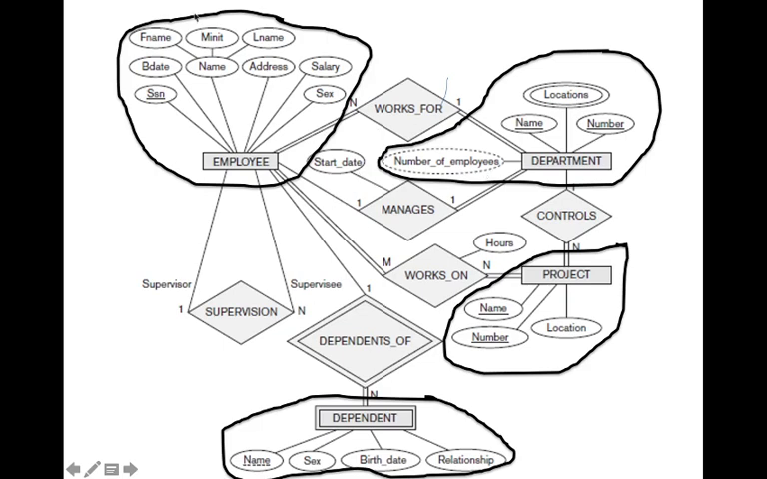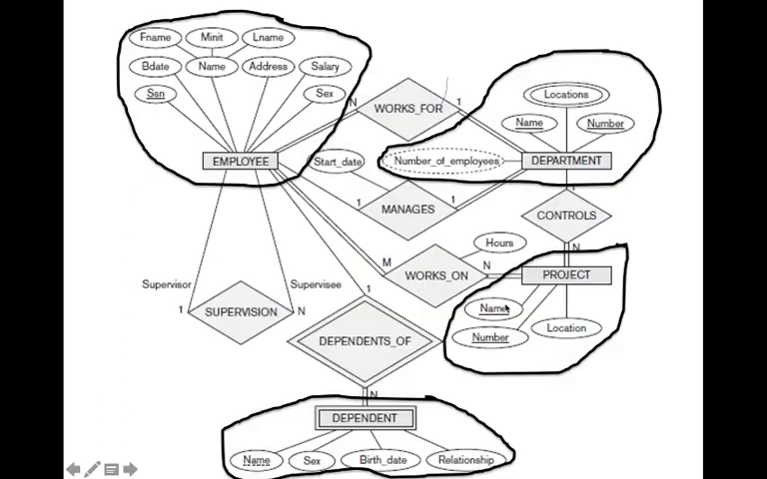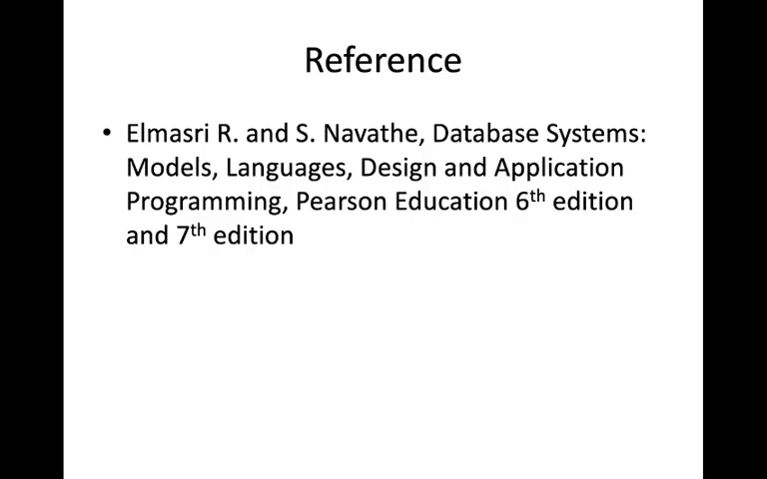Initially we have designed the different entities. The entities are employee, department, and project. That is what we have seen here: department, project, employee, and dependent. So this is a reference.